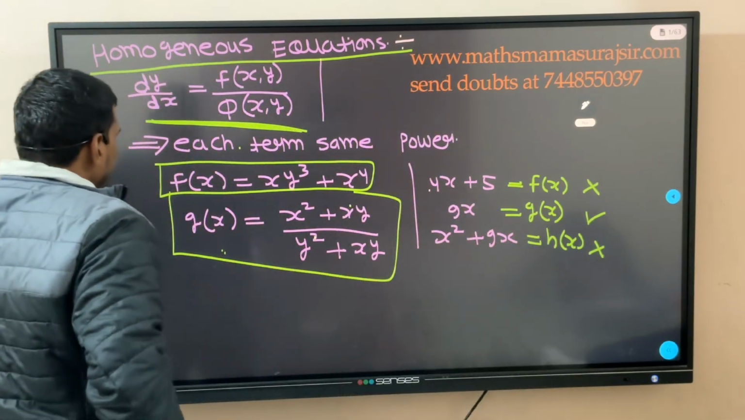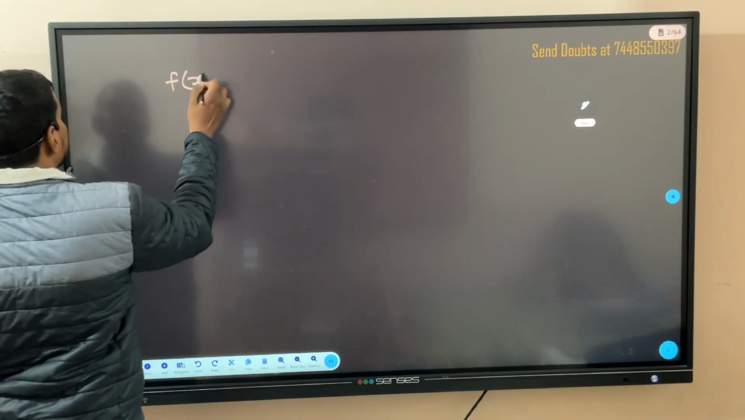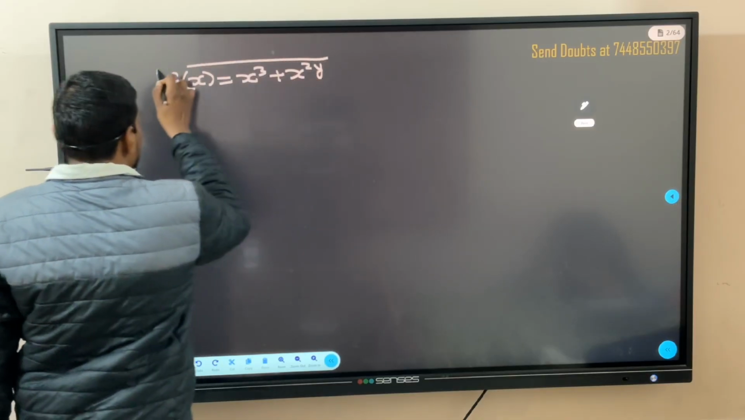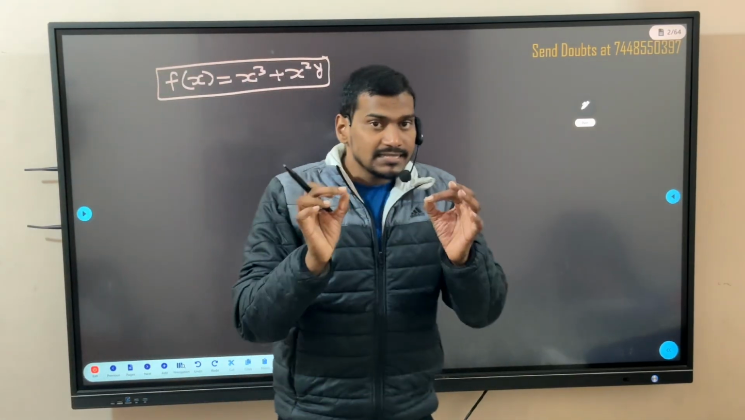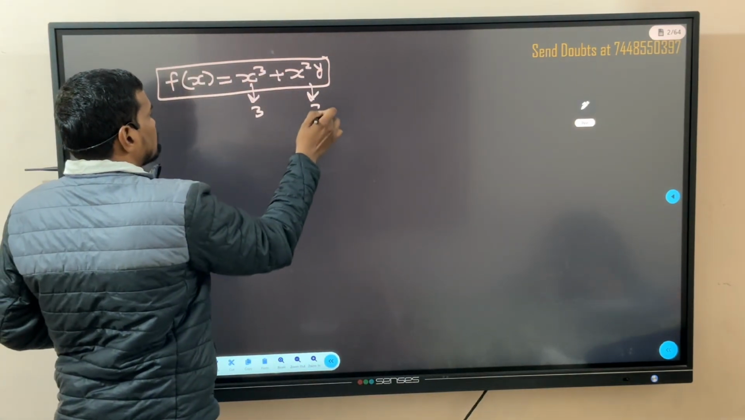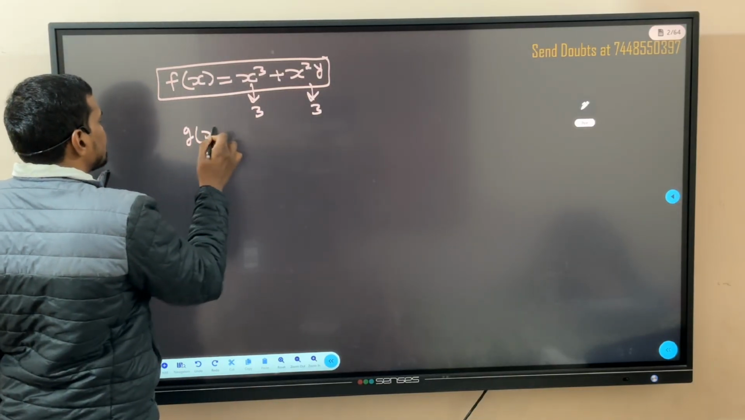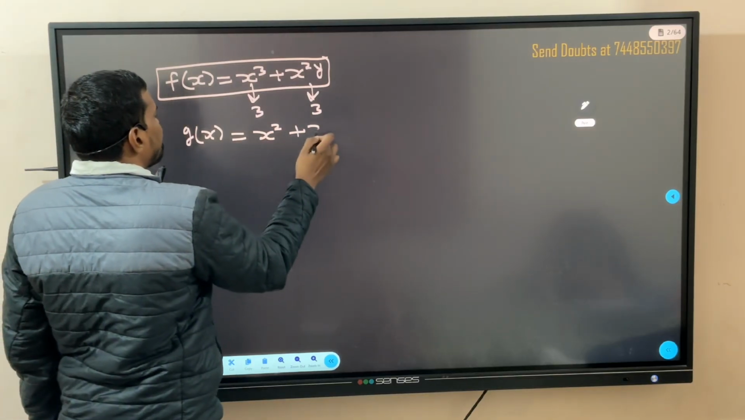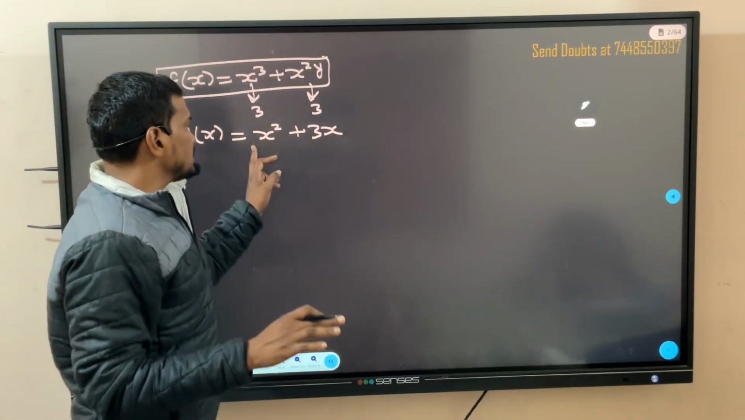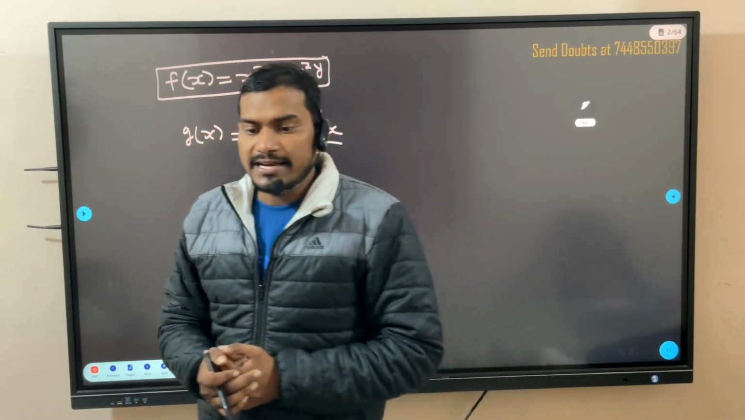See, if I give you an example, f of x is equal to x cube plus x square y. Is this homogeneous? The answer is yes. Why? Because the first term has power 3, and the second term also has power 3, 2 plus 1, 3. If I say g of x is equal to x square plus 3x, is it homogeneous this time? Your answer will be no, because the first term has degree 2 and the second term has degree 1 only, so they are not homogeneous. Is it very clear to everybody?